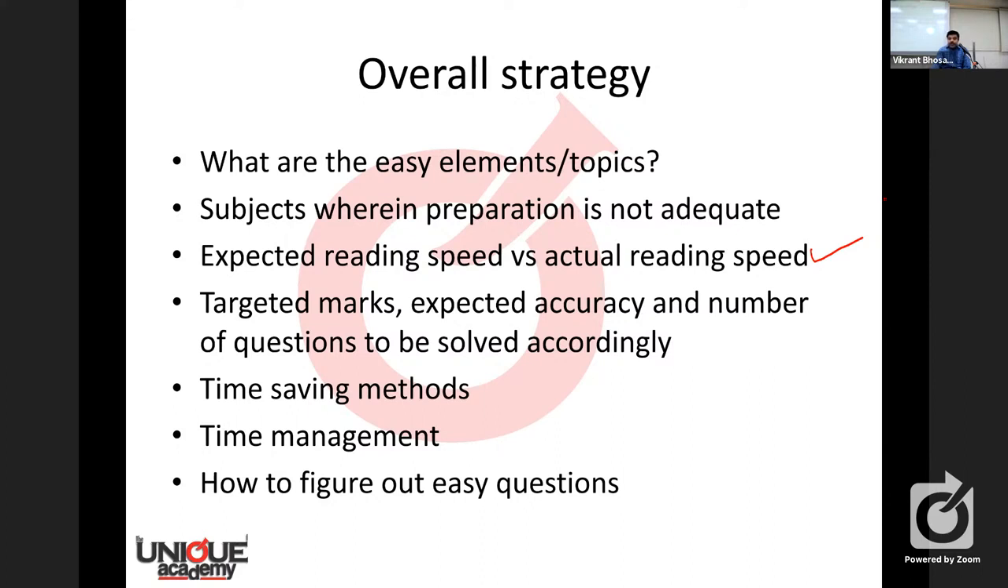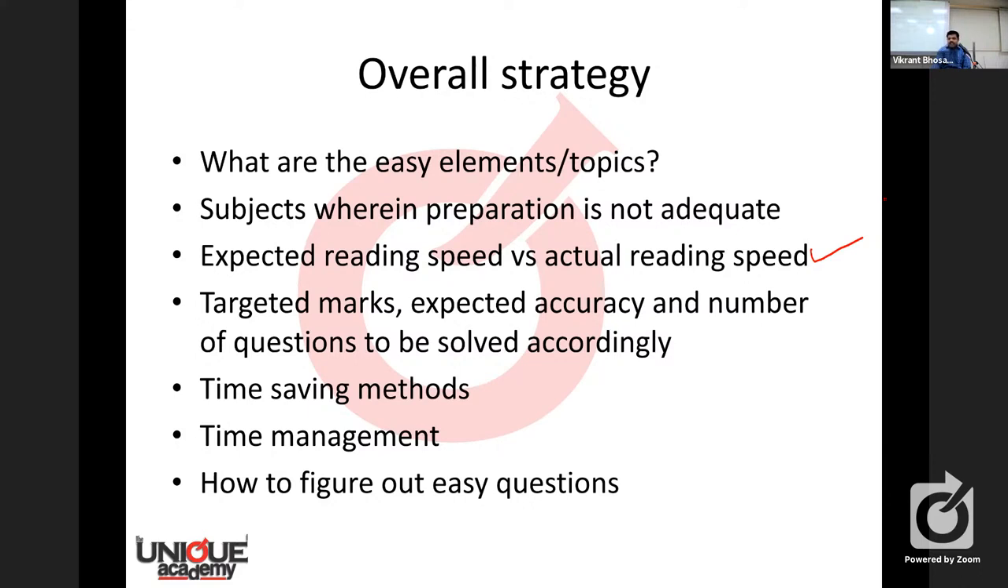Then before entering into exam hall, you should be fairly aware where you are in terms of reading speed, whether you are better than expected or less than expected. Accordingly, you know to what extent you can go ahead. और इसमें और एक चीज है, many people don't take second round of answering. वो बोलते हैं एक ही राउंड में मैं जितना सॉल्व करूंगा उतना ही करूंगा, means 120 minutes.